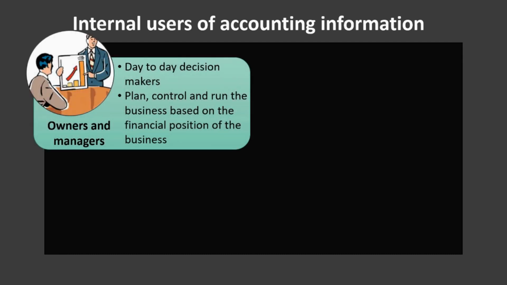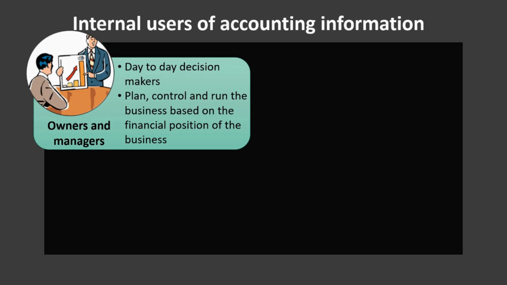Owners and managers. The owner is the person who is responsible for all the risks, and who will also get all the profits if the business is earning a profit. So owners and managers need the accounting information. They are known as internal users. All these people whom I'm going to explain here are internal users because they work within the business. They are not from outside, not unrelated. They are connected to the business. That's why they are referred to as internal users.